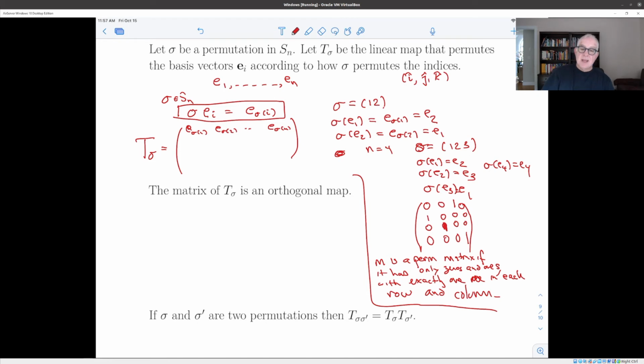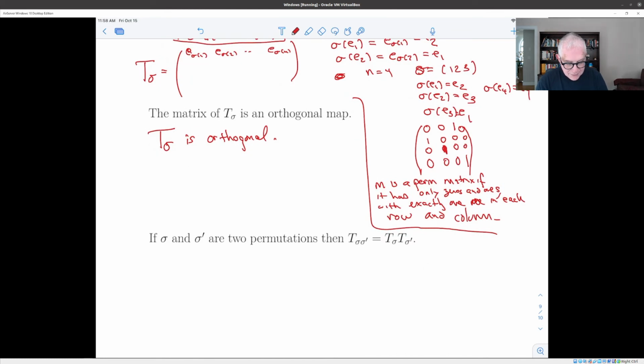And the first observation is that this matrix is orthogonal. And that's because it preserves the lengths of the vectors. The reason it preserves the length of a vector is because if you apply T sigma to a vector, it rearranges the coefficients, but it doesn't change them. So the norm, which is the sum of the squares of the coefficients, doesn't change.